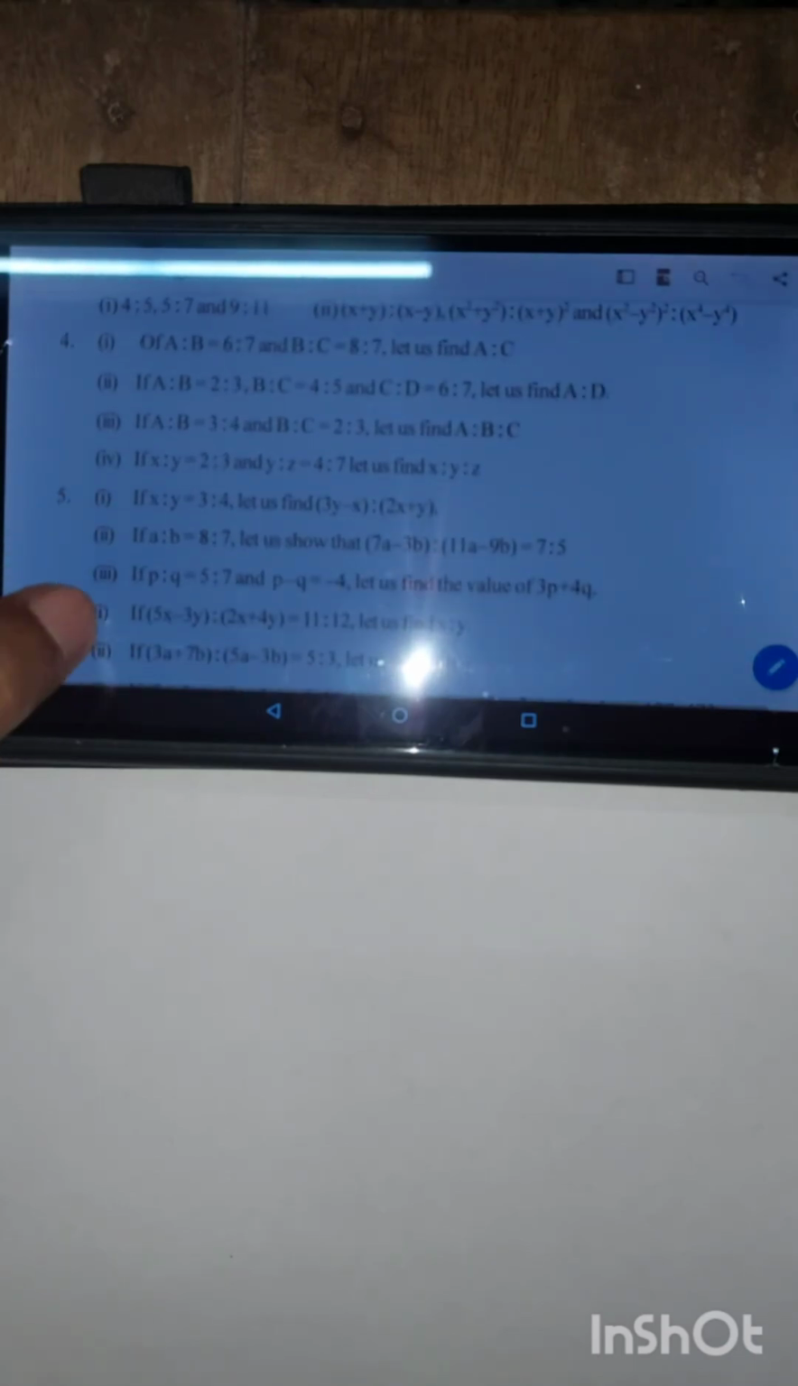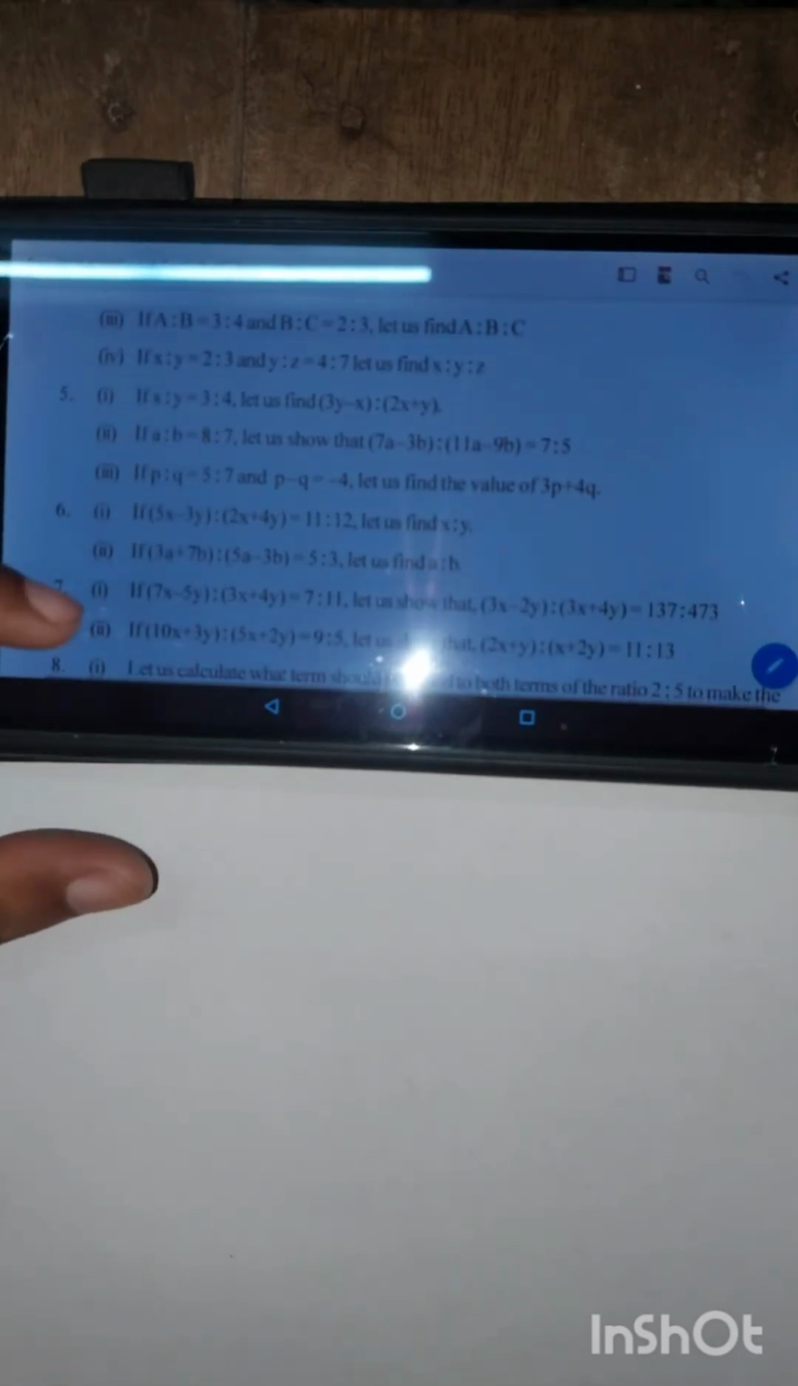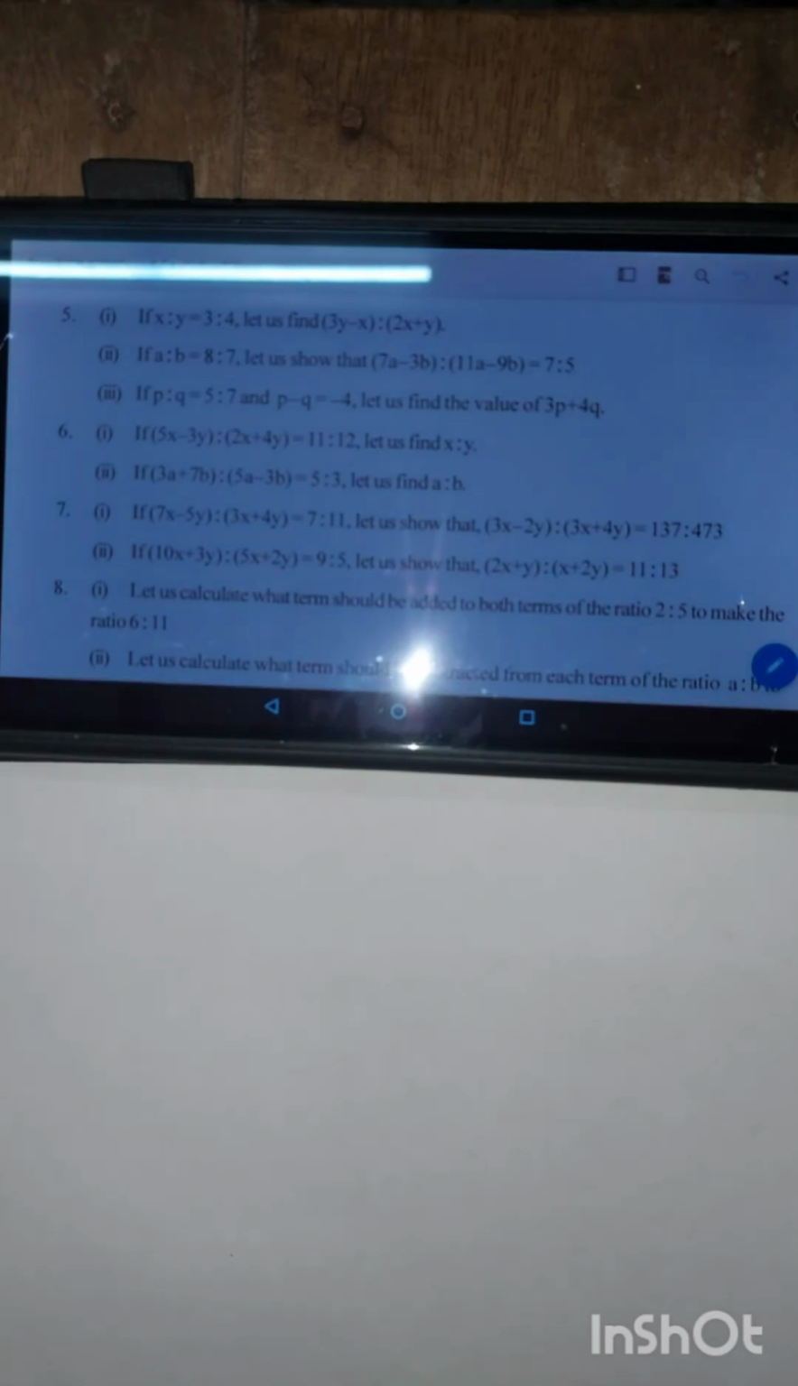Now question number 4. Question number 4 is similar to question number 3. I hope you can do it yourself, so I am skipping it. Okay. Now let us do question number 5, Roman 1.